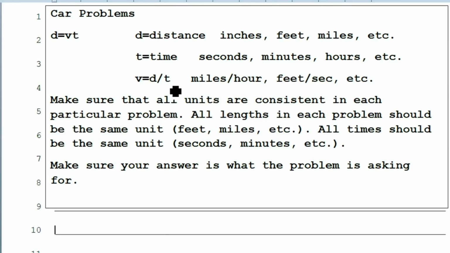And if they aren't consistent, say the velocity is given in miles per hour and they give you a time in minutes, you'll have to convert the time into hours. If you're given feet per second and the other information is time in hours, you'll have to convert the time into seconds. And in the end, make sure that your answer is what the problem is asking for.